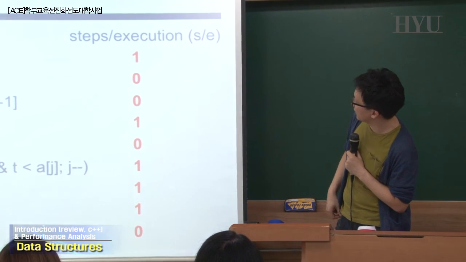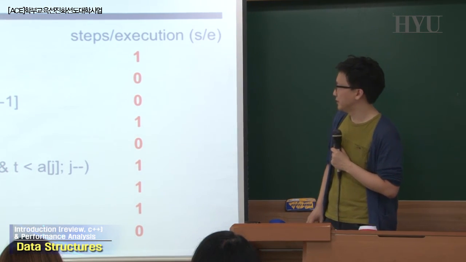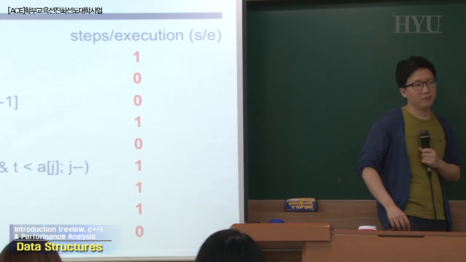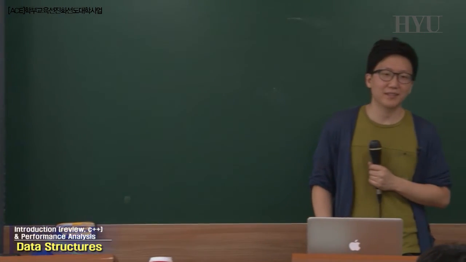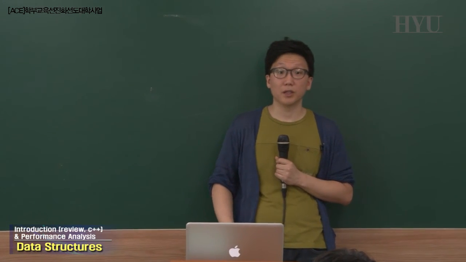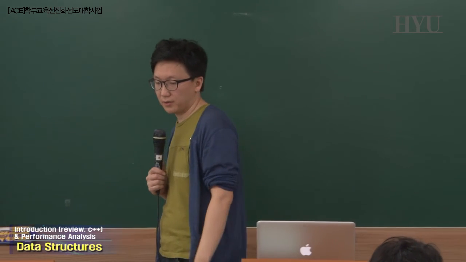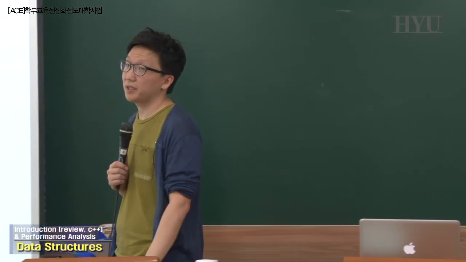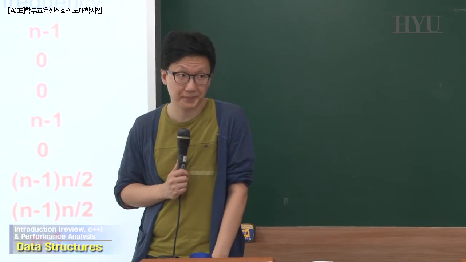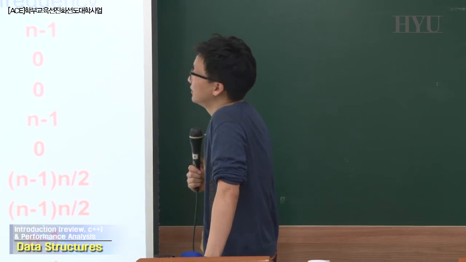So how many steps do I need? 1, 2, 3, 4, 5. You just count the for loop as a single step. It's not meaningful to us. So the next step was to look at the frequencies. How many times is a single step being called?